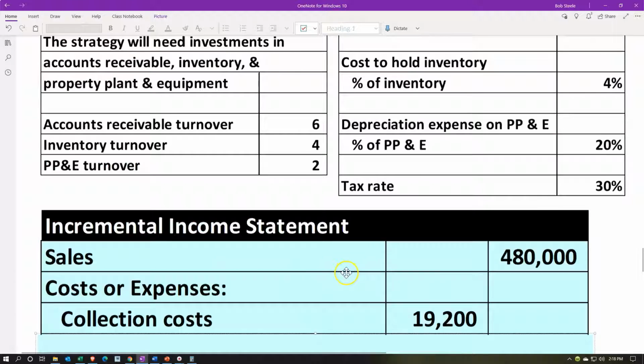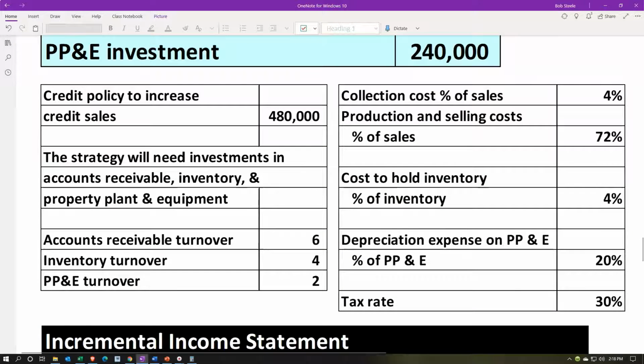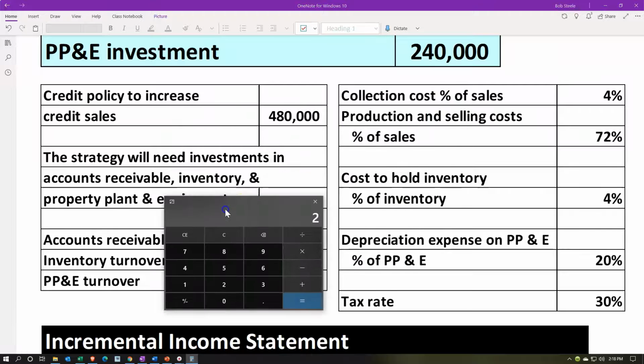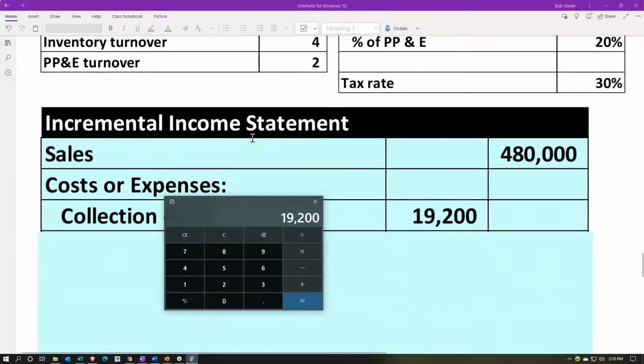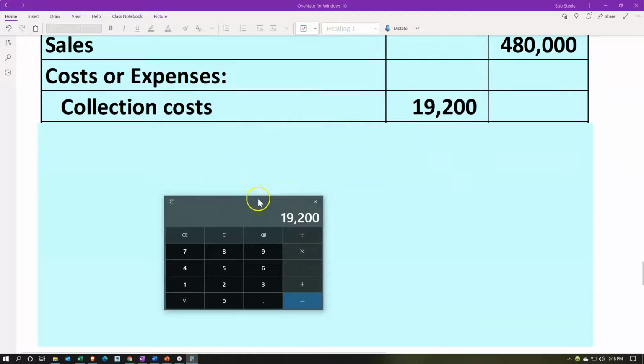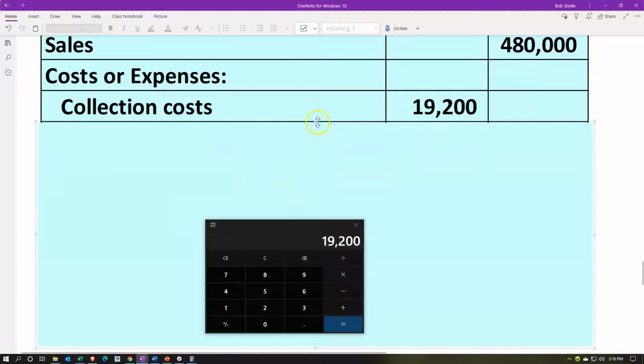We're going to say the collection costs. So we had an increase in the collection costs, which we said was 2% of the sales. So this 480,000, they're sales on account. Therefore, we're going to have collection costs related to them, which we're going to say is 4% in order to get that money, to nag the customers to say, hey, you owe us money. And so that's going to be the 19,200.